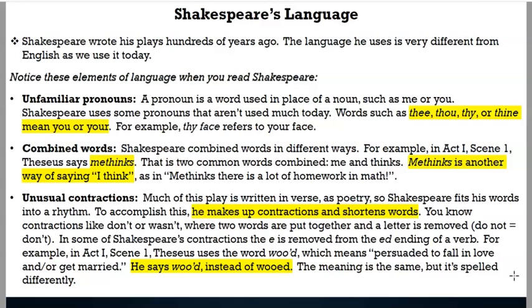For example, in Act 1, Scene 1, Theseus uses the word wooed, which means persuaded to fall in love or get married. He says wooed, W-O-O-apostrophe-D, instead of W-O-O-E-D. The meaning is the same, but it's spelled differently. Okay, so you'll see all of these in Shakespeare's language in our play: unfamiliar pronouns, combined words, and unusual contractions.